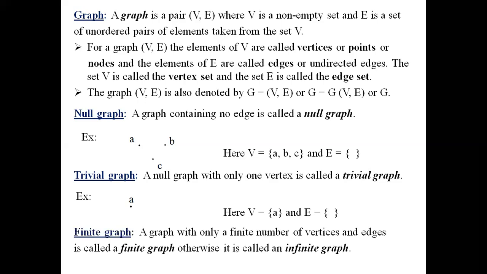Finite graph. A graph with only a finite number of vertices and edges is called a finite graph. Otherwise, it's an infinite graph. So a countable number of vertices and edges must be there in a graph. Such a graph is called a finite graph. Otherwise, it is an infinite graph.